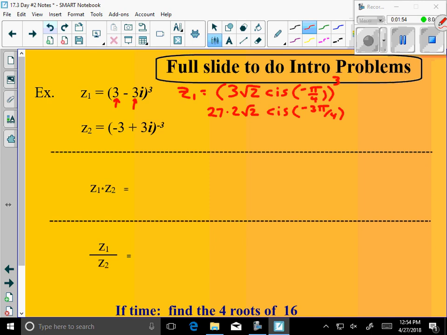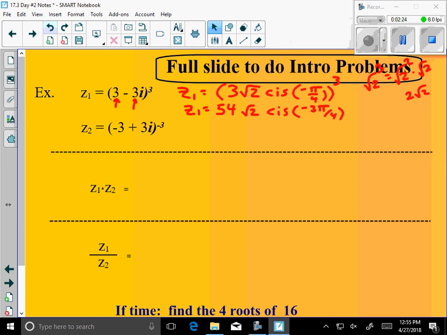Let's make this clear over here. So root 2 cubed is equal to root 2 squared times root 2. Root 2 squared is 2. So I get 2 root 2. So this I would simply write as 54 root 2 cis negative 3 pi over 4.